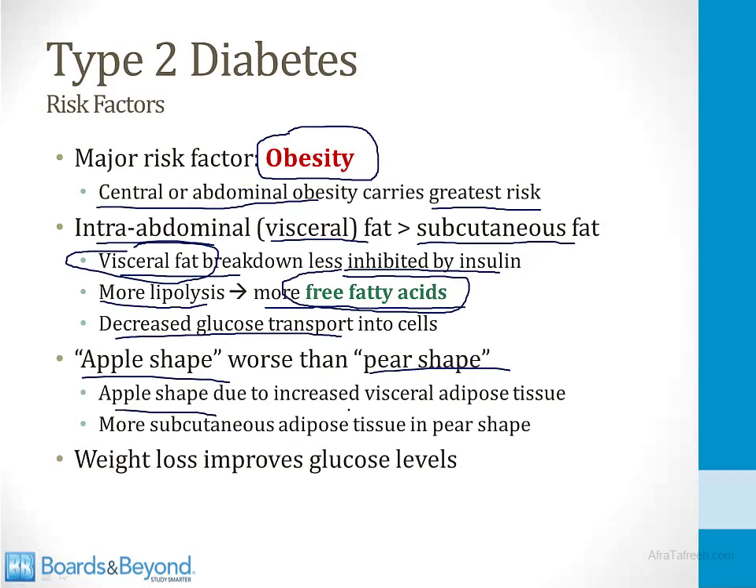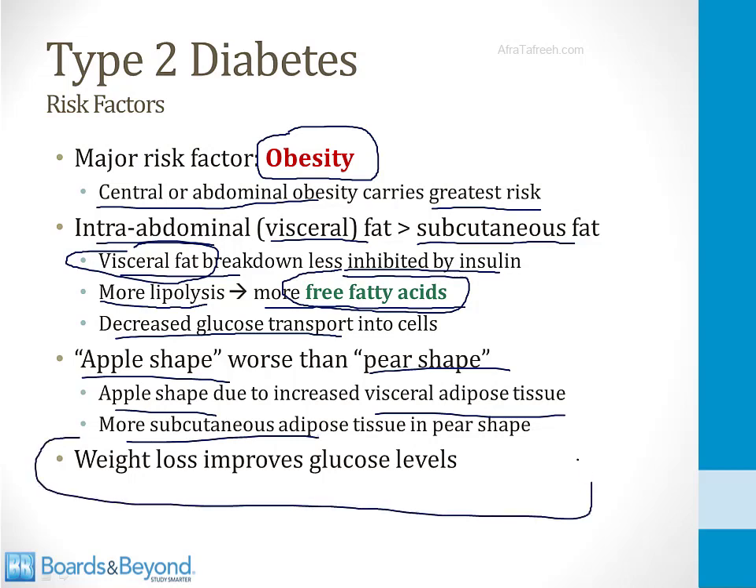So the apple shape is due to increased visceral adipose tissue. That is the worst kind of tissue in terms of diabetes risk. The pear shape has more subcutaneous tissue, which is less bad in terms of diabetes. And an important point to remember about all the items on this slide is that weight loss improves glucose levels, and that's one of the ways to treat diabetes is to encourage the patient to lose weight.